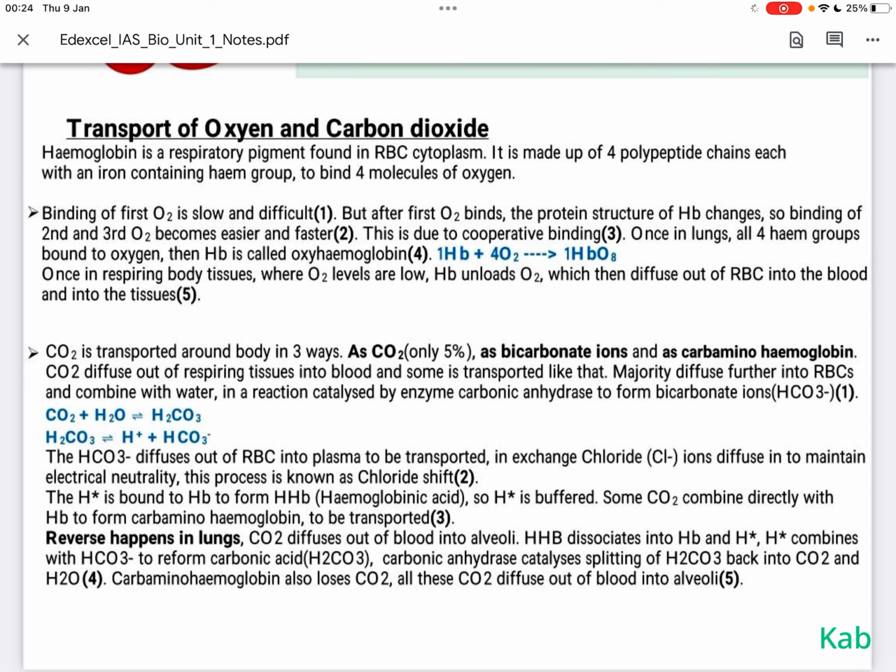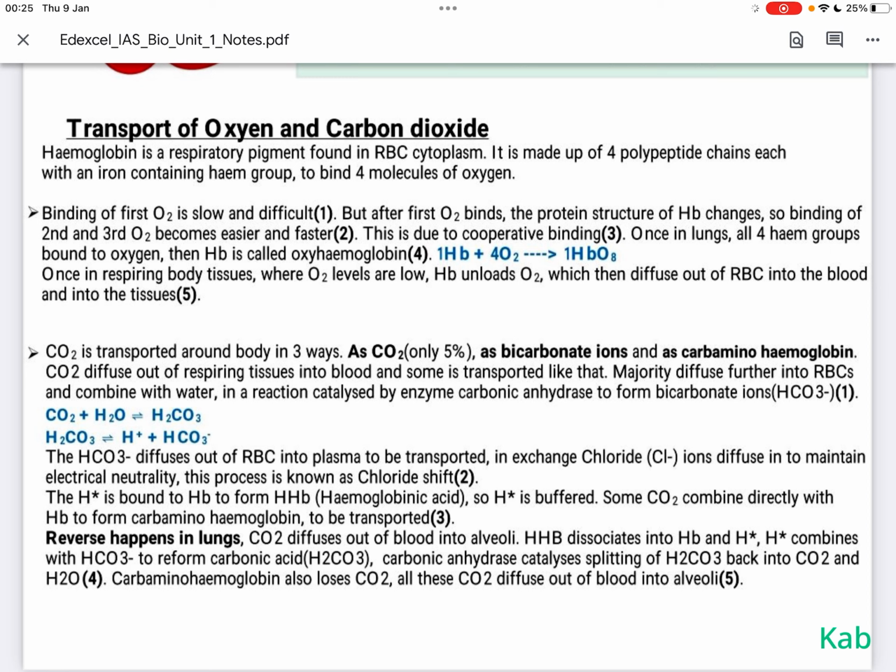Hemoglobin is a respiratory pigment found in RBC cytoplasm. It's made up of 4 polypeptide chains, each with an iron-containing heme group to bind 4 molecules of oxygen. Binding of first oxygen is slow and difficult, but after first oxygen binds, the protein structure of Hb changes, so binding of the second and third oxygen becomes easier and faster. This is due to cooperative binding.